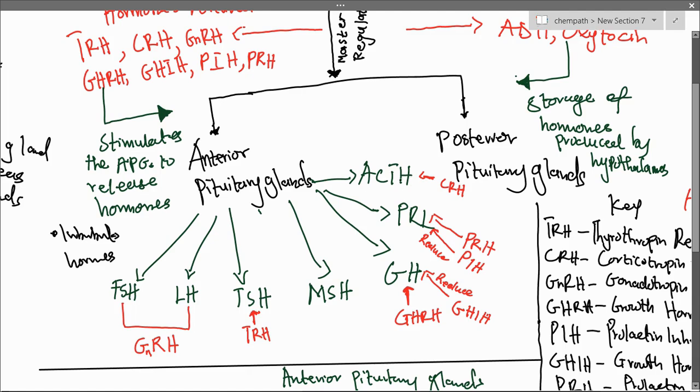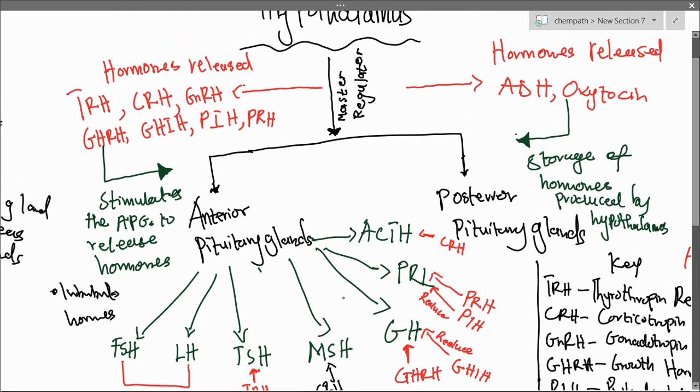Then we have adrenocorticotropin, or corticotropic hormone. So the corticotropin releasing hormone stimulates the production of what? Adrenocorticotropic hormone. And then the MSH: it is also stimulated by this same one, the corticotropin releasing hormone, to release the melanocyte stimulating hormone. Alright, so that will be for the anterior pituitary gland.